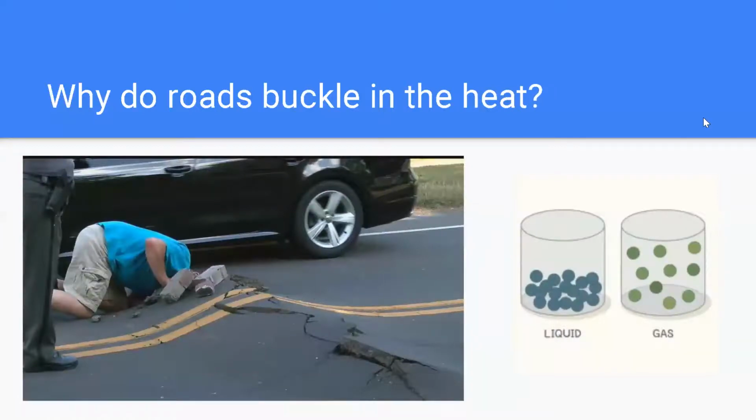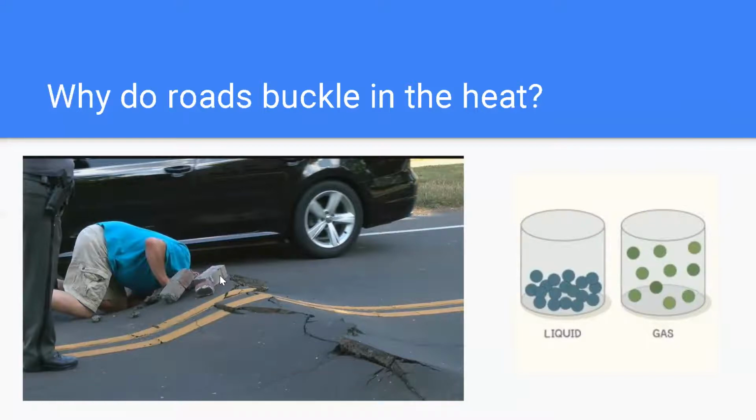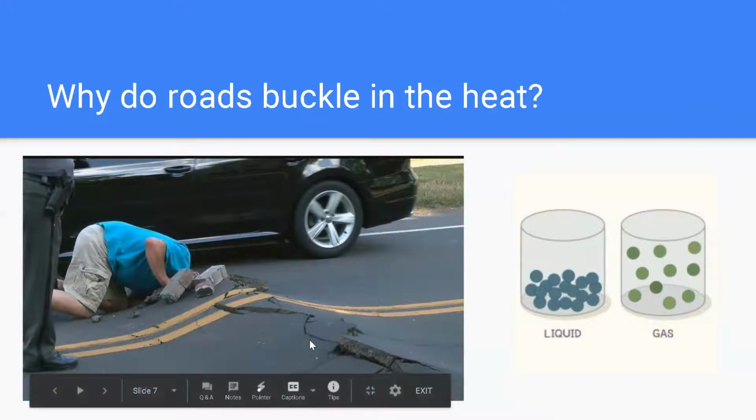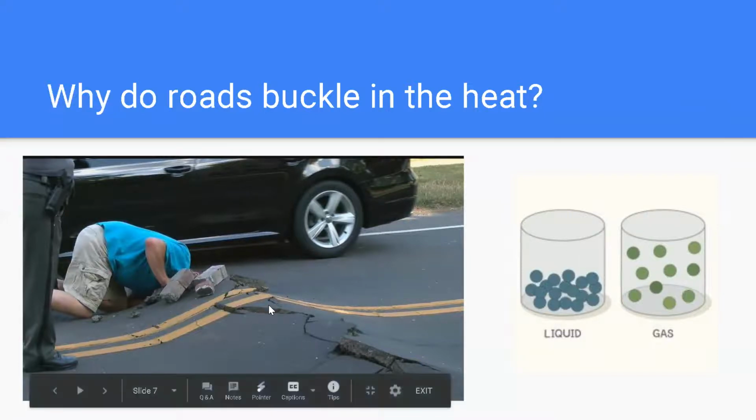So now we're going to take a look at why roads buckle in the heat, okay? We talked about how roads crack in the winter. Now we're going to talk about the heat. We don't really see this too much, but they have this problem in a lot of really hot places, like Arizona and California, where the roads come up like a peak and they buckle. And this guy's looking under because the road pops up.